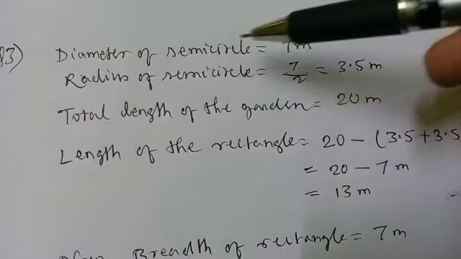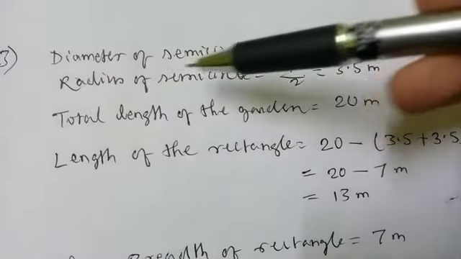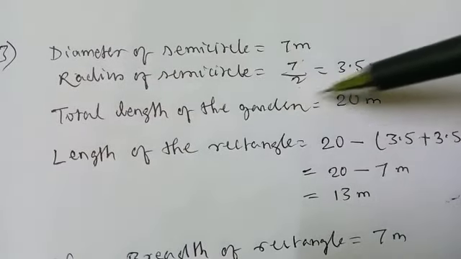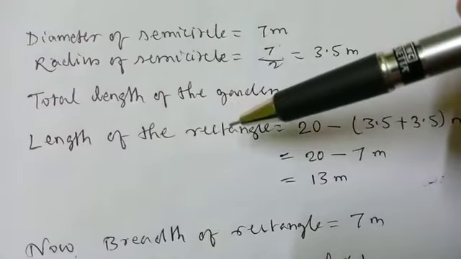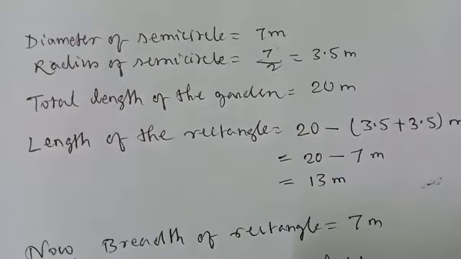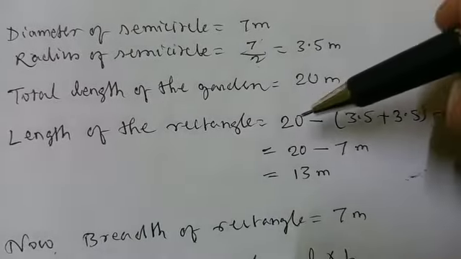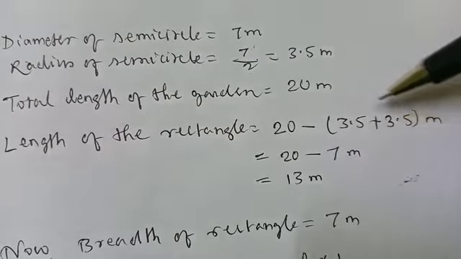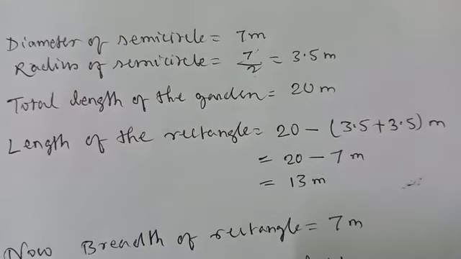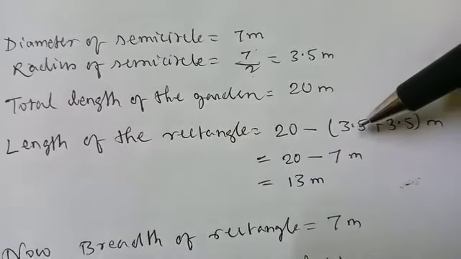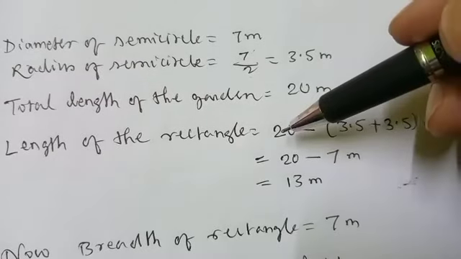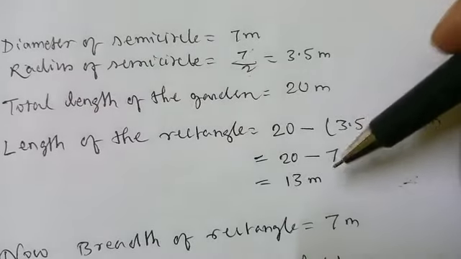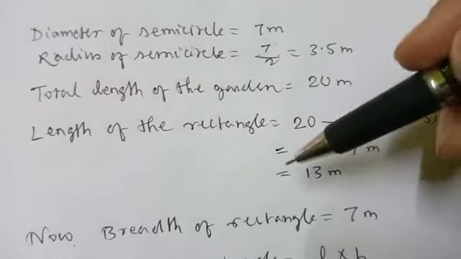First of all, you have to write diameter of semicircle is 7 meter. Then the radius of semicircle will be 7 by 2, that is 3.5 meter. Total length of the garden is given 20 meter. So length of the rectangle will be what? You have to add the 2 radii and subtract from 20. 20 minus (3.5 plus 3.5). You have to add the radius to radius, because on both sides the semicircle is there. Because total length is 20, 20 minus (3.5 plus 3.5), that is 7. 20 minus 7 is 13 meter.